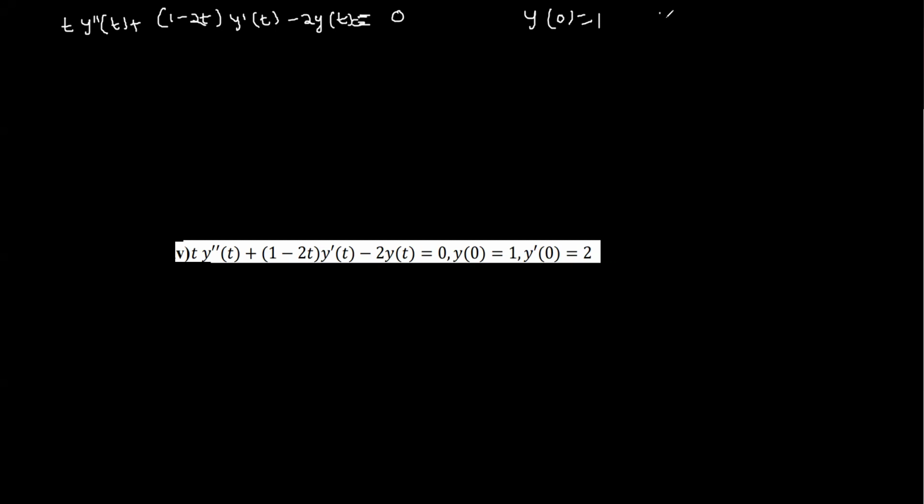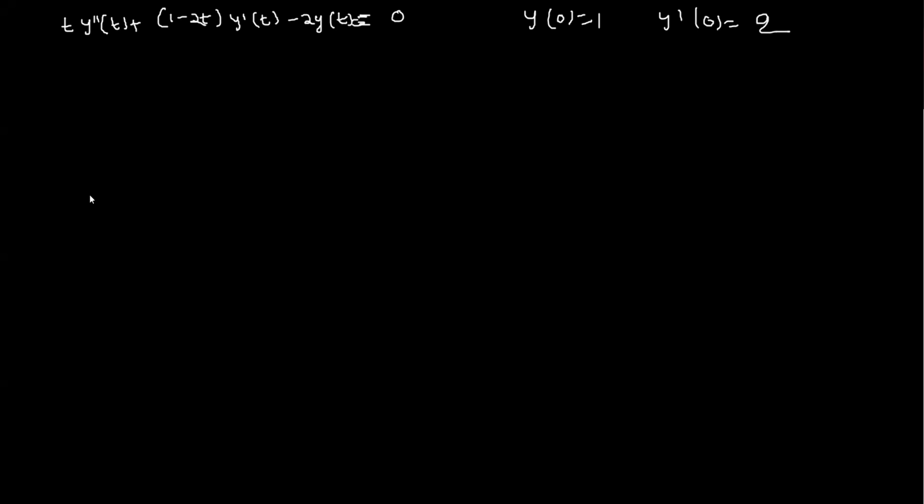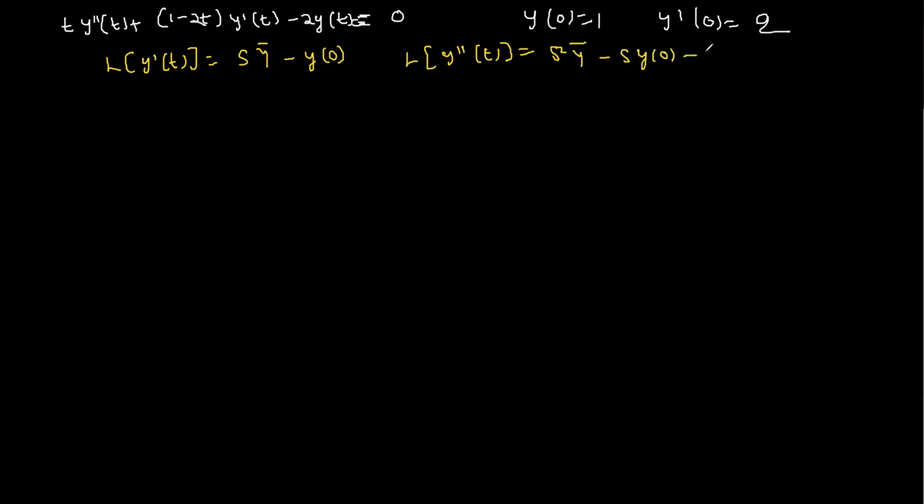Y0 is 1 and y dash 0 is 2. Okay. See the question. We have to find the value of y for this differential equation. Okay. Now the problem is that I already told you Laplace of y dash is s y bar minus y0. No doubt, no issue, right? Laplace of y double dash t is s square y bar minus s y0 minus y dash 0.